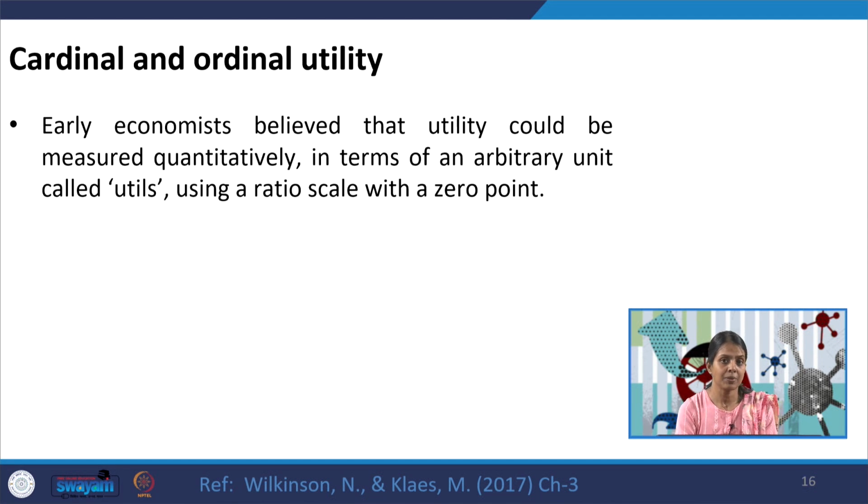Early economists believed that utility could be measured quantitatively in terms of an arbitrary unit called utils, using a ratio scale with a 0 point. So, in the beginning of this module or lecture, I was saying that the utility associated with apples can be 10 utils. This is the concept of utils, where we are using a unit to measure utility.